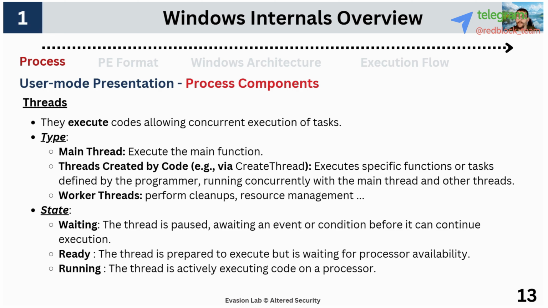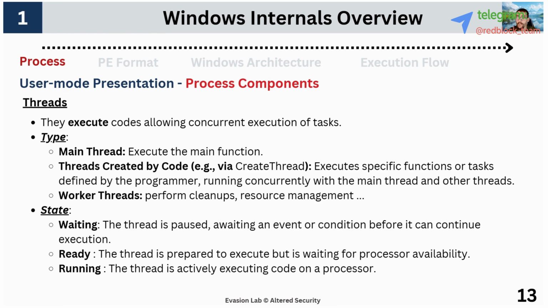In today's part we will talk about process components, especially threads, token, table of handles, and virtual memory. So let's start with threads. Threads are the units of execution within a process that execute code. They allow a program to execute multiple tasks concurrently.